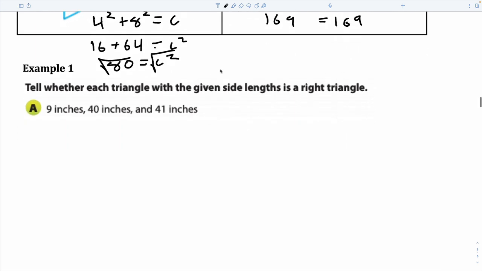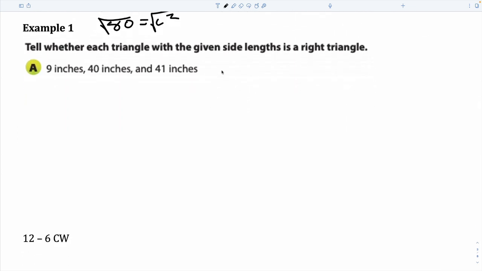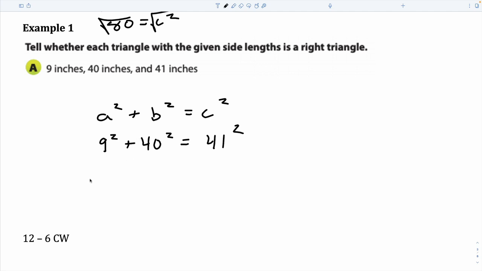Tell whether each of the triangles given side lengths is a right triangle. 9, 40, and 41. Where do I put, or what numbers do I put for A and for B, Maya? Does it matter which one's A? Yeah, that's correct. You could flip-flop them as much as you want. Plug it into your calculator.